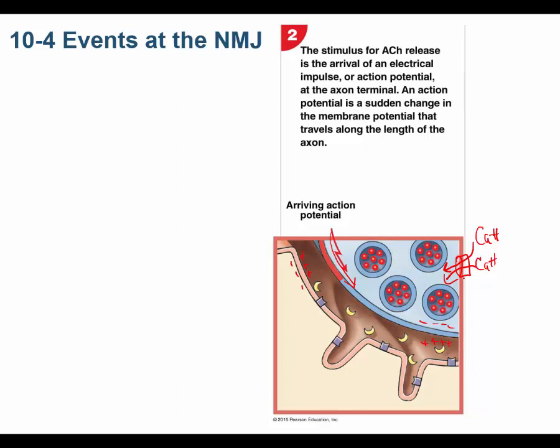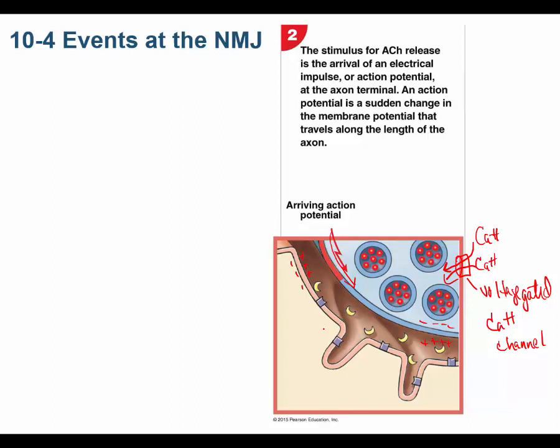So when that happens, this protein here senses the voltage change. It's a voltage-gated calcium channel. And when it senses the voltage change, it opens. And calcium rushes in. So that's what's happening here. The action potential sweeps down to the end of the axon. The voltage-gated calcium channels sense the change in voltage. They open and calcium rushes in.